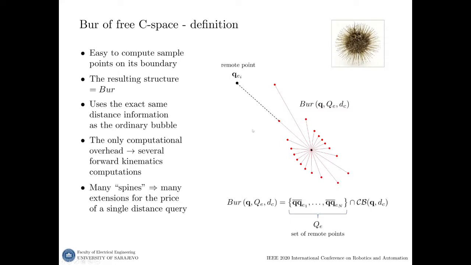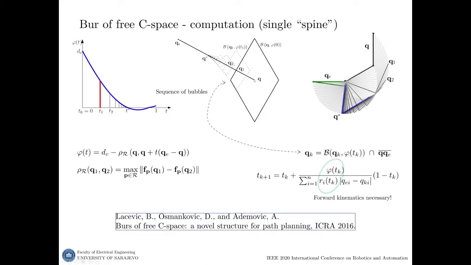The construction of Burr reduces to the computation of individual spines of the Burr. This is equivalent to the following problem. Given the current robot configuration Q, a distance dc, and a remote configuration QE, move as far as possible along the ray QQE starting from Q until some point on the robot gets displaced exactly by dc. We solve this problem through iteration process by advancement of scaled ordinary bubbles. It is worth pointing out that this procedure converges rapidly and requires only the computation of forward kinematics. No additional distance queries are necessary. The technical details can be found in our previous work.